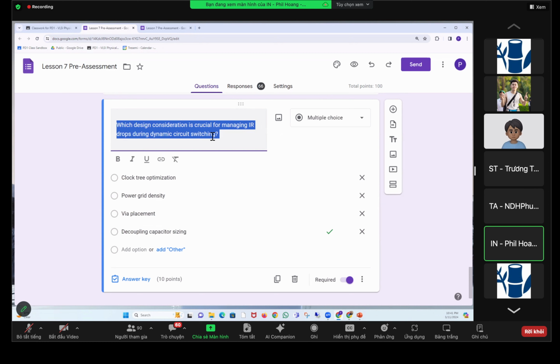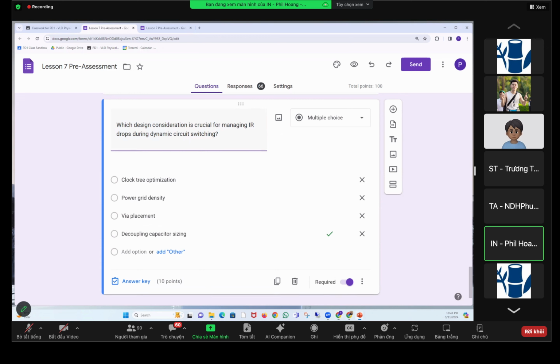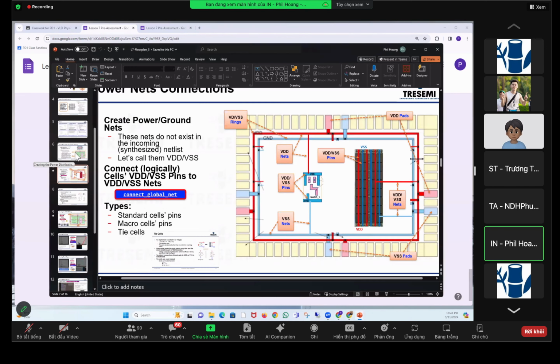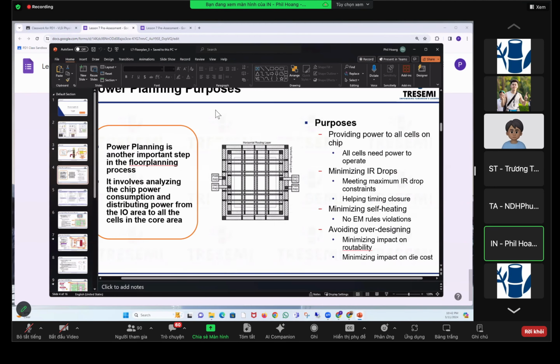So basically, dynamic circuit switching, as we already went through that. Let's review that. I don't think we went over it. So I'm going to go over that next week, but maybe I can.